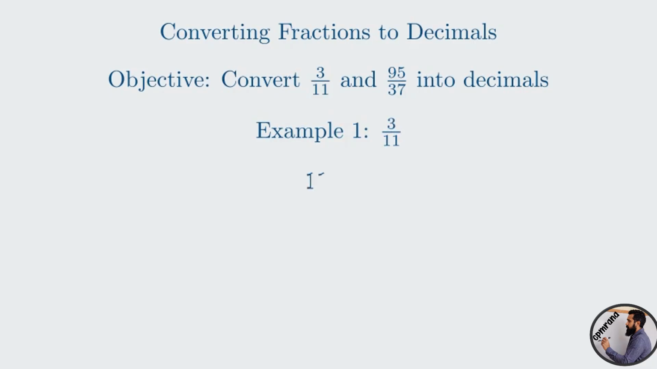To do this, we set up a long division where we divide 3 by 11. Now notice that 3 is smaller than 11. Because of this, 11 cannot go into 3. To proceed, we place a 0 and a decimal point in our quotient. Adding that decimal point allows us to append a 0 to our dividend, turning 3 into 30.